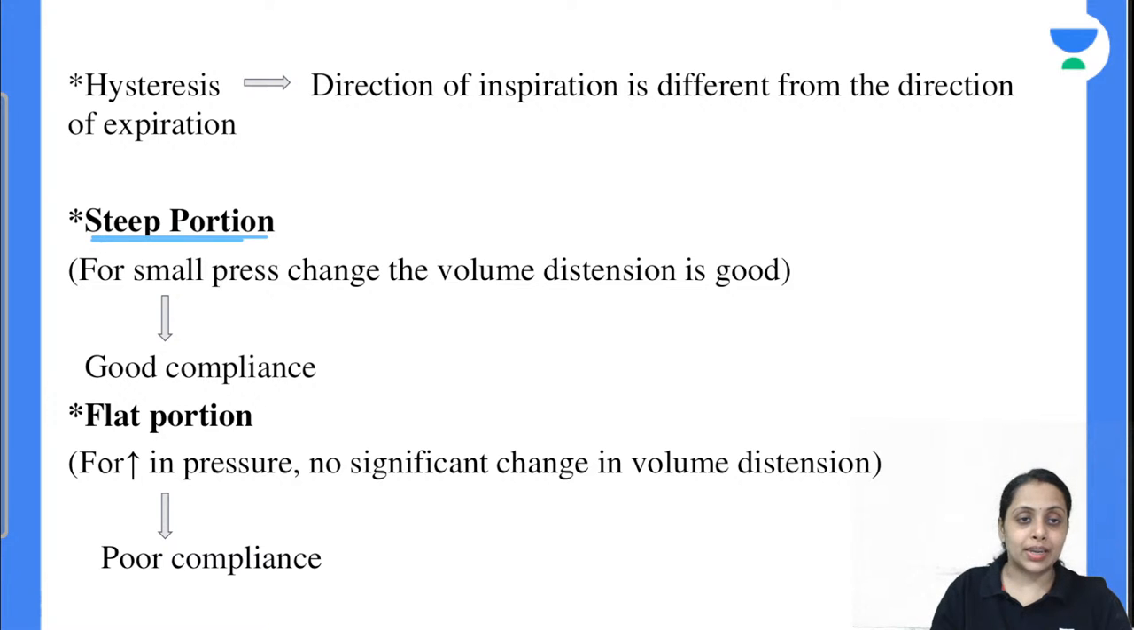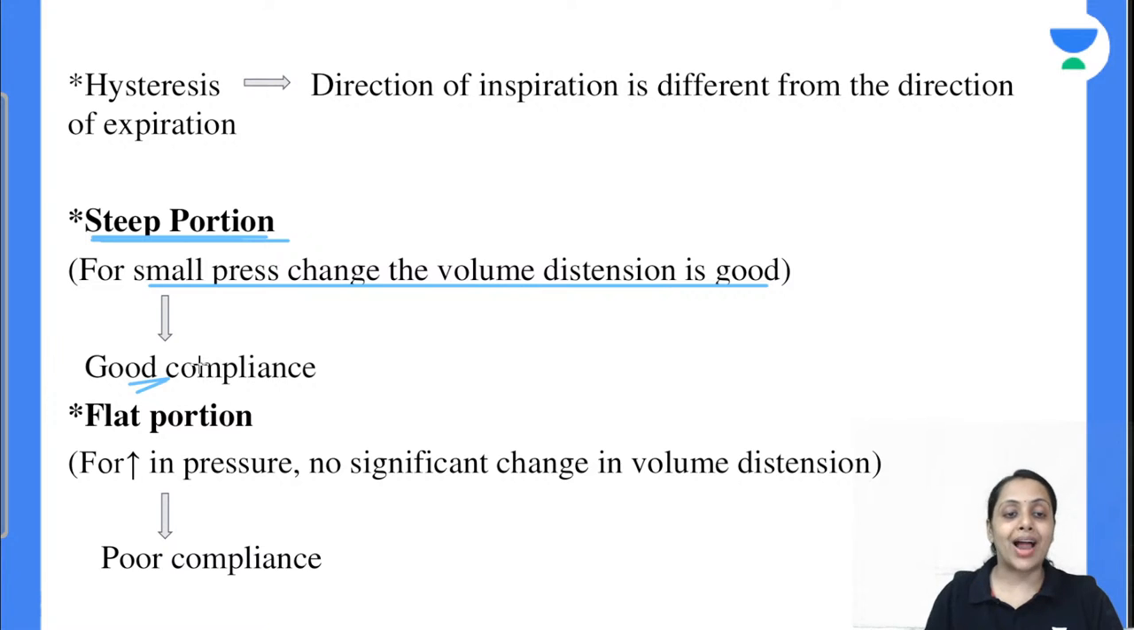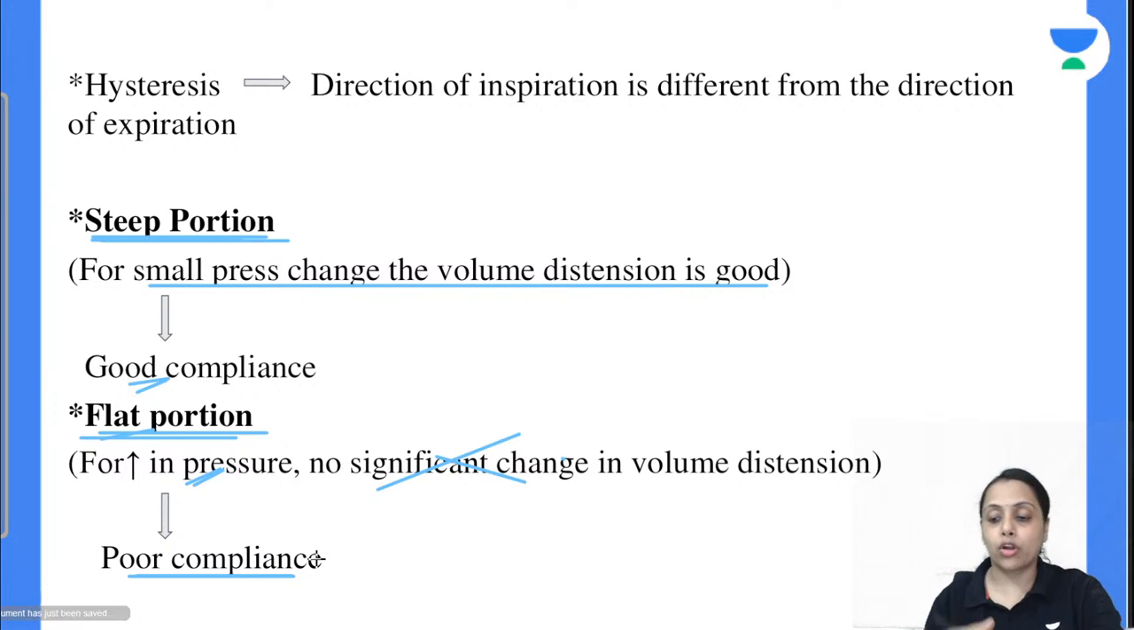Moving further. Steep portion of a curve, what does it indicate? It indicates that for a small pressure change, volume changes more, and that is indicating good compliance. So a steep portion of the compliance curve indicates good compliance, while the flat portion indicates that for a given change in pressure, the volume change is less or there is no volume change, and that indicates poor compliance.